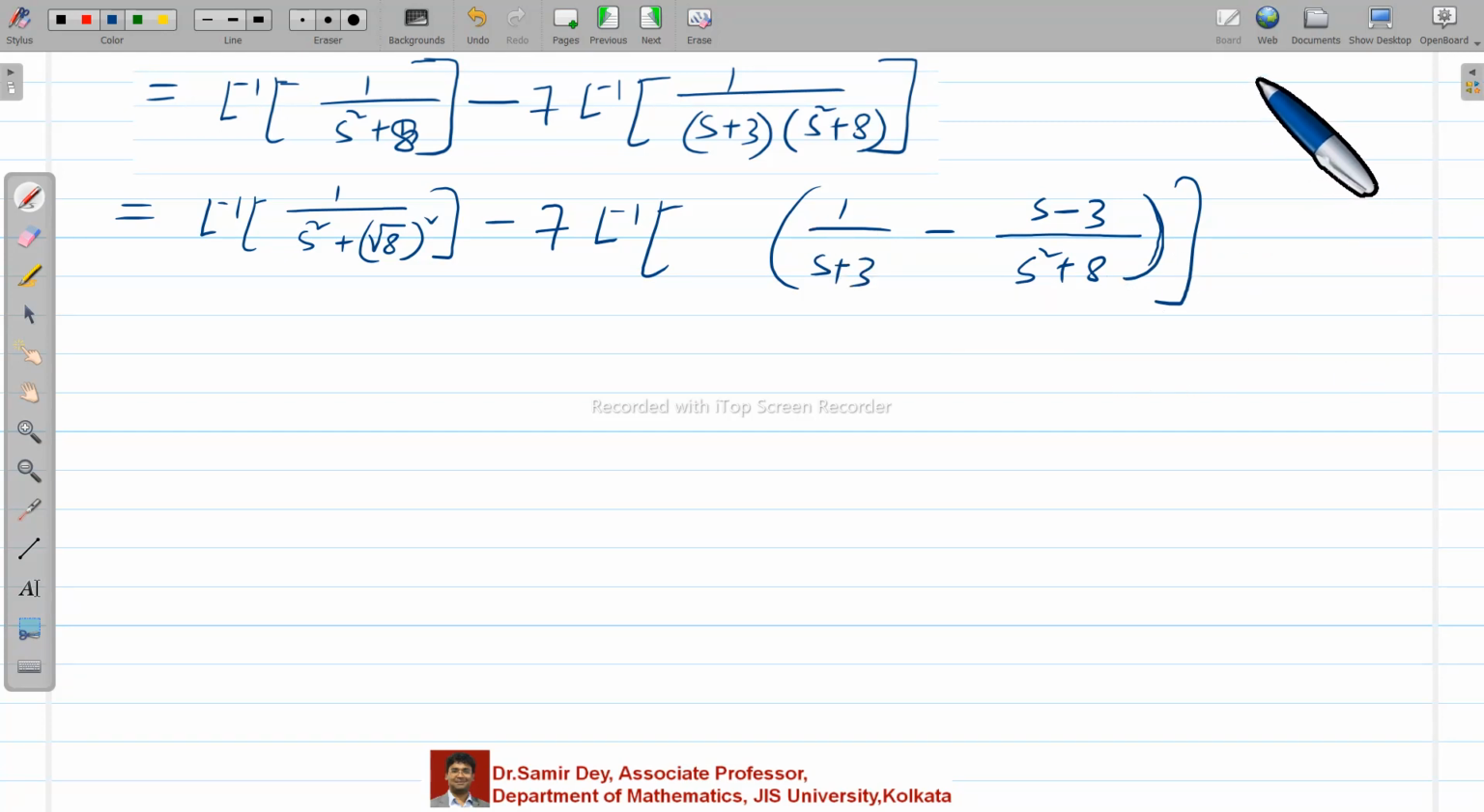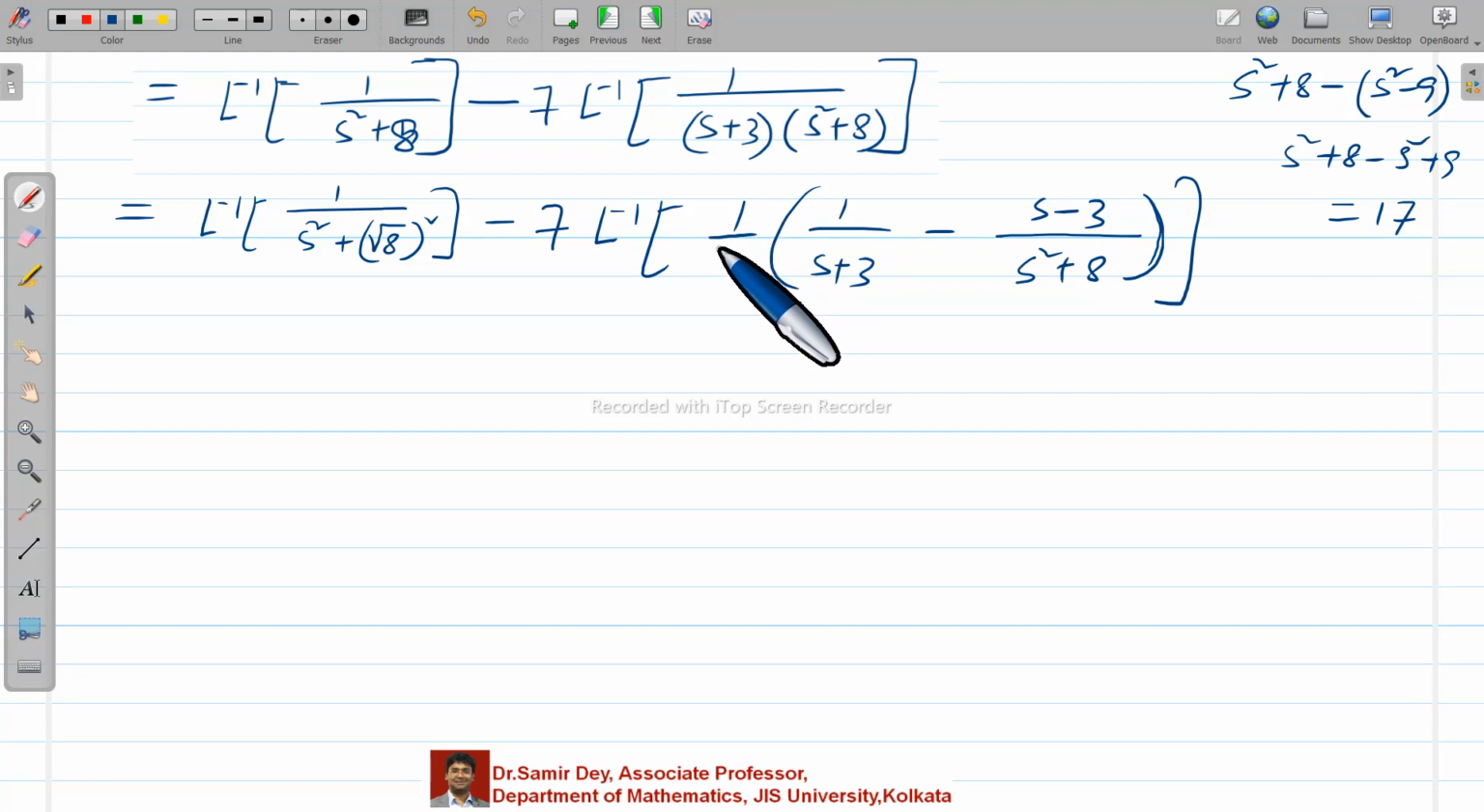If you take LCM, what is coming? s square plus 8 is coming, minus a plus b into a minus b, that is s square minus 9. So ultimately it is s square plus 8 minus s square plus 9, ultimately 17. So 1 by 17 is the adjustment. Is it clear? If you take LCM, that is s square plus 8, and this into that, a square minus b square, s square minus 9. If I simplify, 17 is extra. So now I have adjusted it.